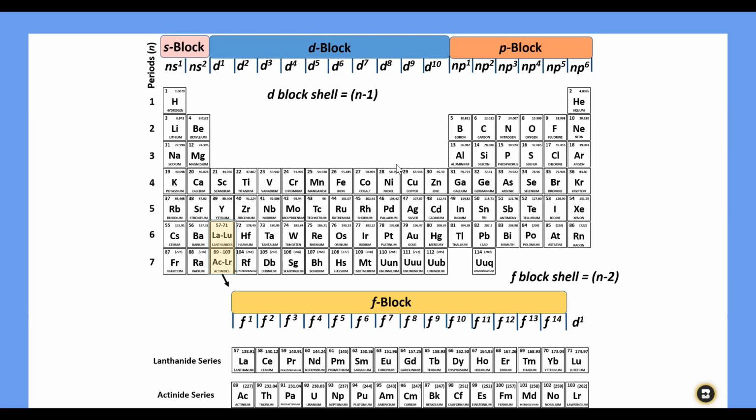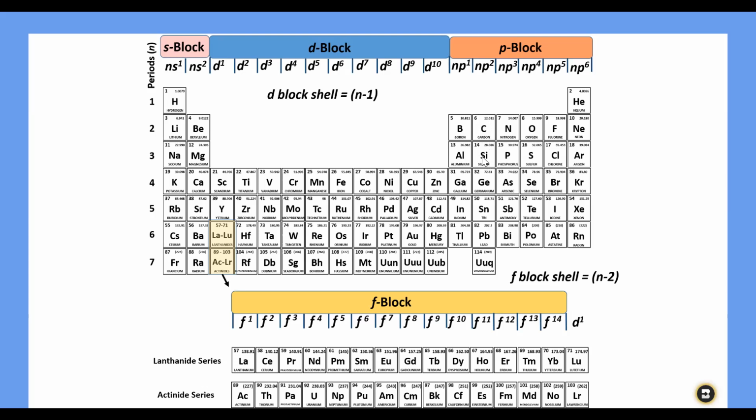If it's aluminum, it will be 1s2, 2s2, 2p6, 3s2, 3p1. If it's silicon, it will be 1s2, 2s2, 2p6, 3s2, 3p2.